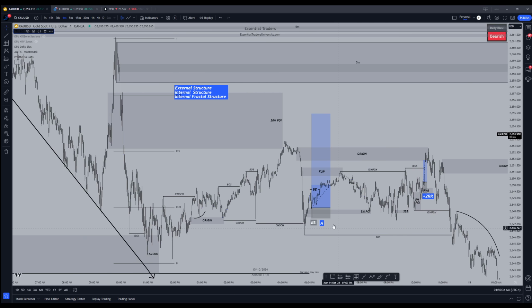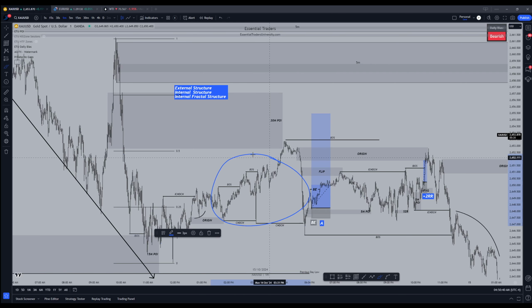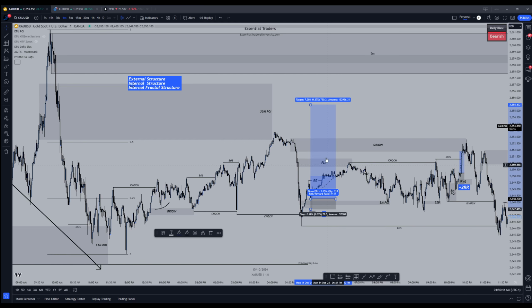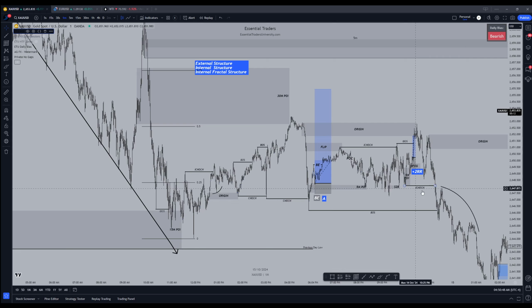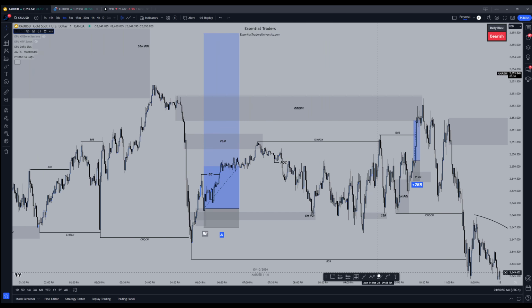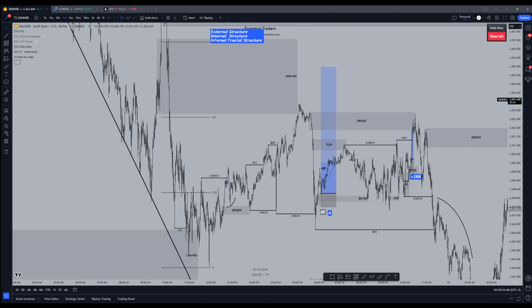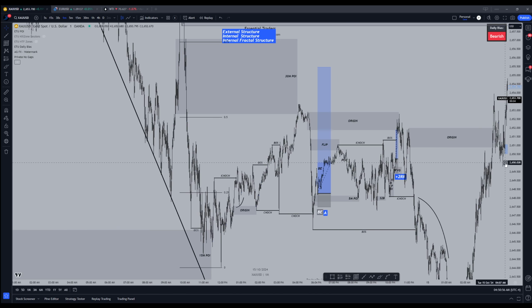I was expecting another break structure here to follow this trend, but we ultimately failed. And that's why I took a break even here. A very strong break even, because it did run 3R and then just hit my break even. But later I adapted and got a 2R trade. And that's another thing I want to talk about in today's video, which is adaptability.